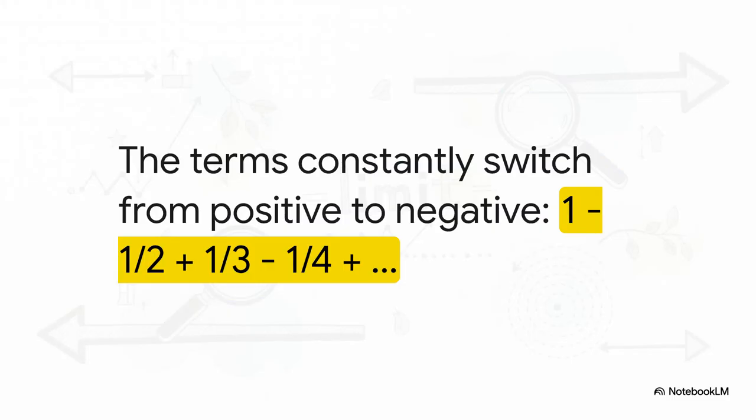Just look at this classic example. It's called the alternating harmonic series. We go up by 1, then we pull back by half. We go up by a third, then pull back by a fourth. This little dance, this back and forth, actually changes everything about how the series behaves, and we need a special tool just for this situation.